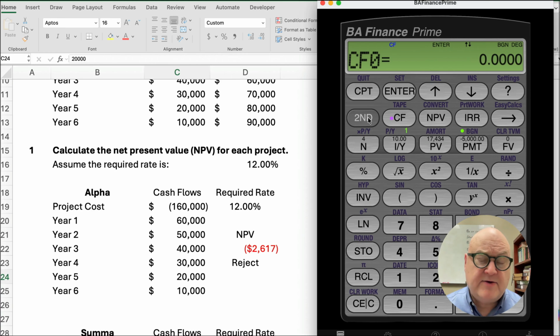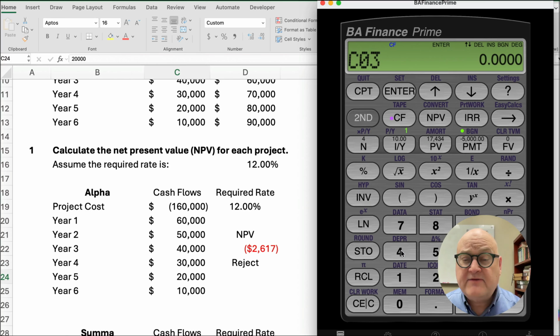All right, here's how you enter the information. Cash flow period 0 is $160,000. That's going to be a negative number. And so I'll hit enter and then down arrow. Cash flow period 1 is $60,000. Enter, down arrow. Frequency is just 1, so leave it at frequency 1. Down arrow, cash flow period 2 is $50,000. Enter and down arrow, frequency 1.